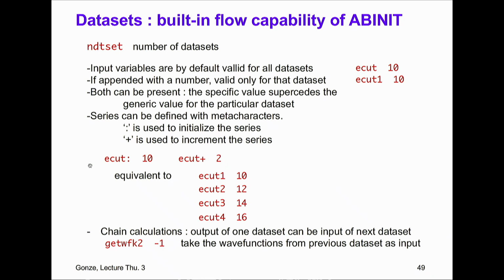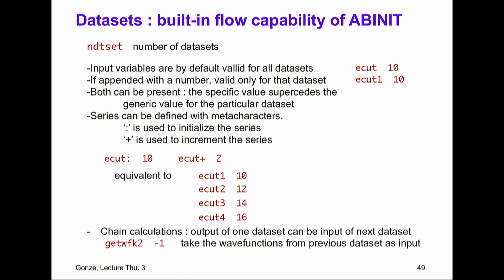Then series can be defined with meta characters. This double dot is used to initialize the series, and a plus is used to increment the series. You see, ECUT double dot 10, ECUT plus 2 is equivalent to ECUT 1 10, ECUT 2 12, ECUT 3 14, ECUT 4 16. So you see how one can make a convergence study very quickly.